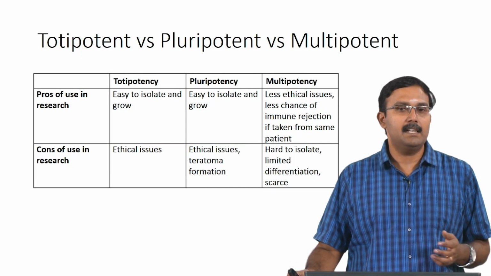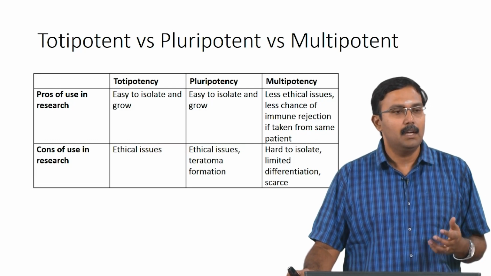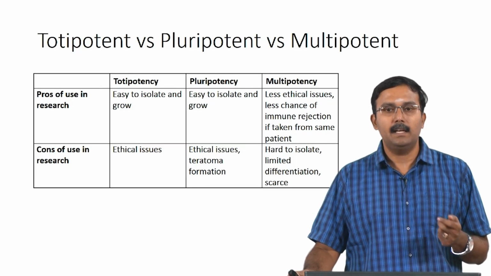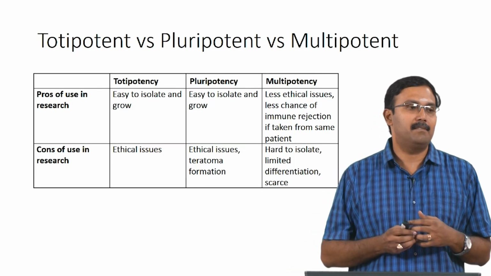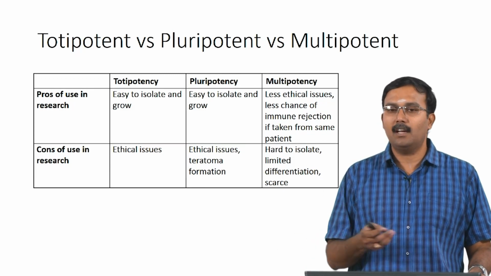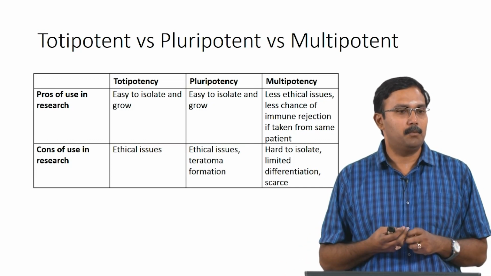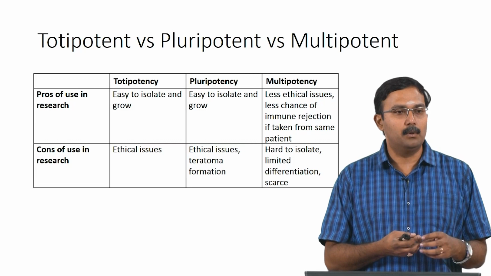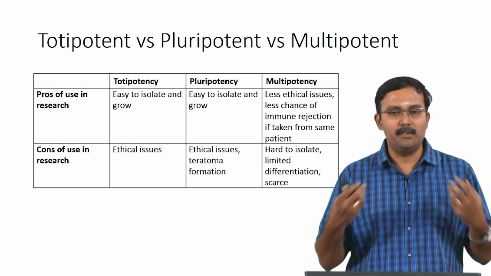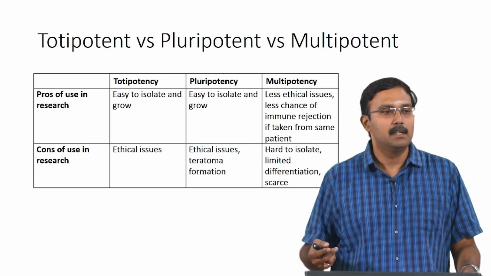So, the disadvantage with totipotent and pluripotent is the ethical issue, and with pluripotent stem cells there is also a chance of teratoma formation, and multipotent stem cells are very difficult to isolate, and they have limited differentiation, and they are not available in large numbers. So, when you aspirate blood from bone marrow, it is not very easy to get stem cells, you get only a very few stem cells for the aspiration you get. So, those are some of the problems.